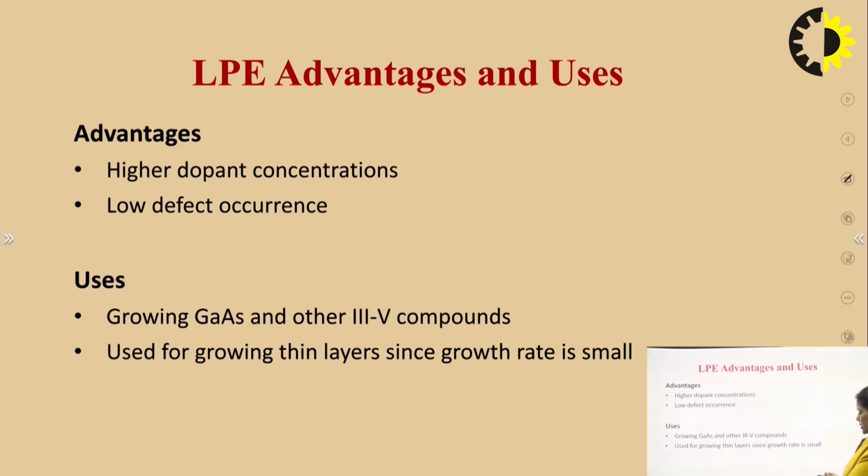What are the advantages? Higher dopant concentrations and low defect occurrence. What are the uses? Growing gallium arsenide and other third-fifth group compounds. It's used for growing thin layers since the growth rate is small. As we have already discussed, this is a very beneficial point of this process, that thin layers can be deposited because the growth rate can be controlled.